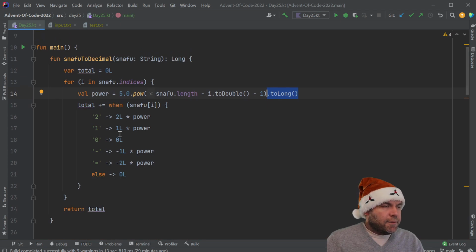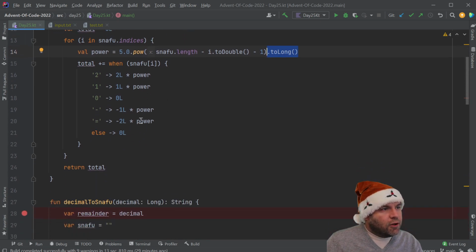And then basically from there, what we're going to do is add to our total a when function: when it's 2, it's 2 times the power. When it's 1, it's 1 times the power. Otherwise 0, -1, -2. And again, these need to be longs because even just times the power is going to be well over an int on some of the longer ones. Once we have that, we just return the total. That's it. So that one's usually pretty simple to run through.